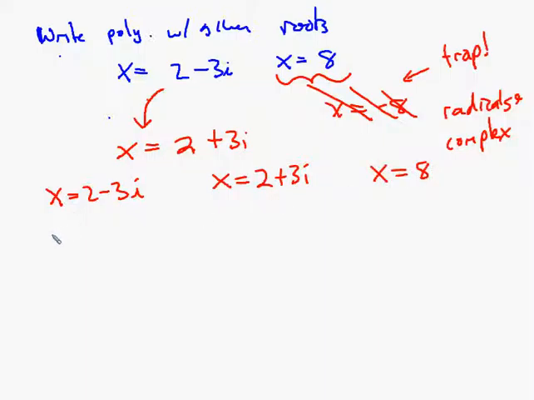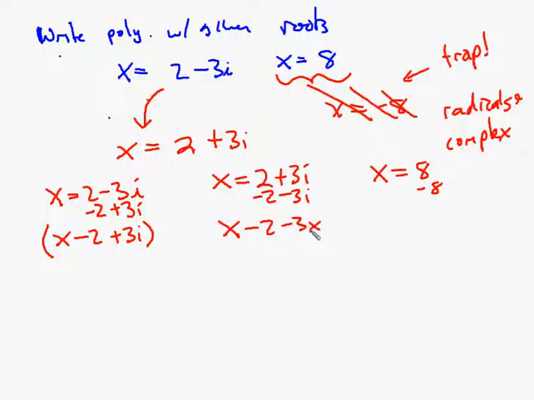This time I'm going to multiply it out to get it in standard form. So I need to get everything to the left, right? So I'm going to subtract 2, and I'm going to add the 3i to both sides. I'm going to subtract the 2 and subtract that 3i, and I'm going to subtract the 8. So I get x minus 2 plus 3i is my factor, and I get x minus 2 minus 3i is my other factor, and I get x minus 8. Any questions on how I get all my factors? So f of x equals that stuff.